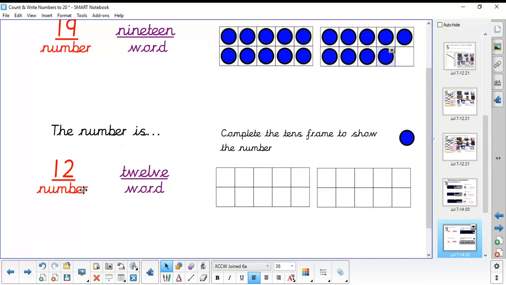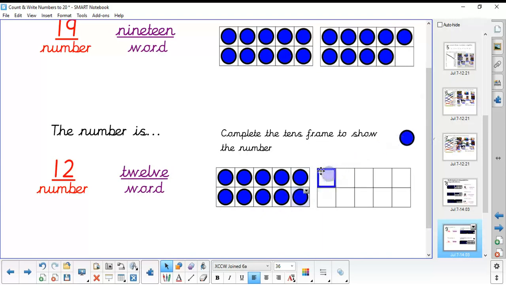This is for the number 12. Again, it's a very tricky word to remember. This is how we spell it, and this is how we write it. Okay, so 1, 2, 3, 4, 5, 6, 7, 8, 9, 10, 11, 12.